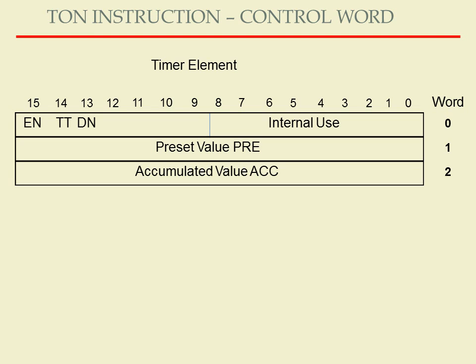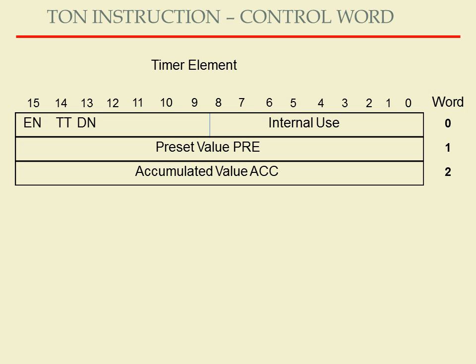The control word for T-on instruction is given like this. Control word is the word in which actually the bits related to the timer element are stored. It is a 16 bit word, and it is having 3 words: word 0, word 1 and word 2. In word 0, bits 0 to 8 are reserved for internal use. Then word 0's 13th bit is the done bit, DN bit.